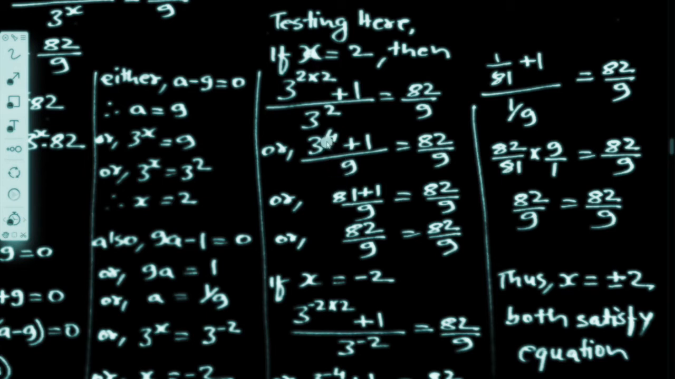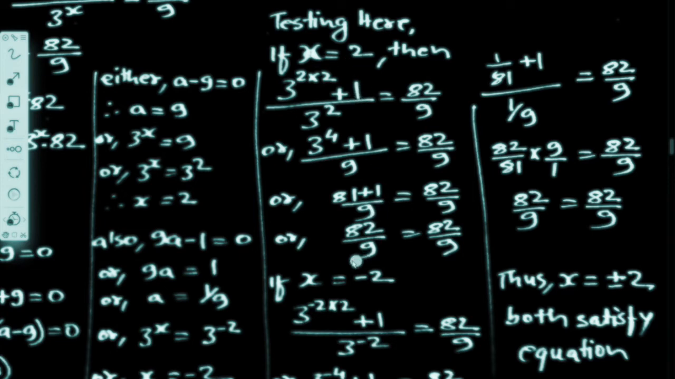Here 3 power 4 means 81, plus 1 by 9 equals 82 by 9, or 81 plus 1 by 9 equals 82 by 9, equals 82 by 9. Here both sides are the same. It means that the value x equal to 2 is right.